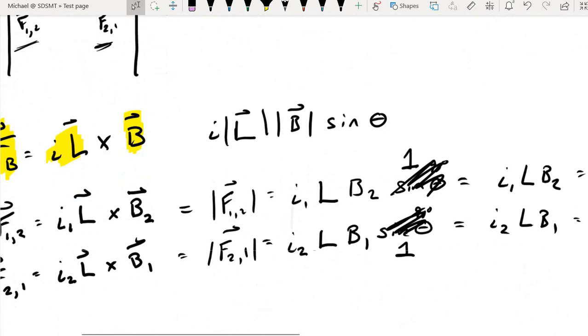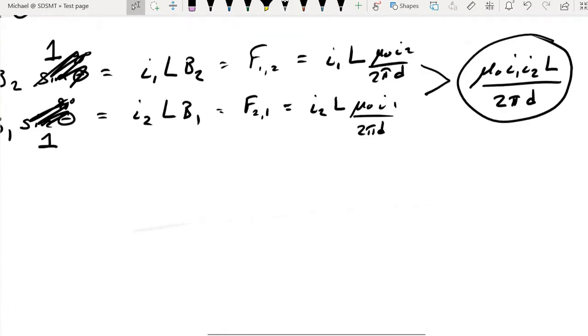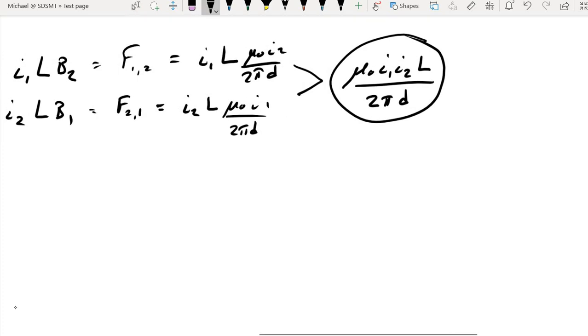Okay, so we have the forces that are acting on the two wires. They both have that magnitude. And what I want to do now is just consider when these forces start acting on the wires.